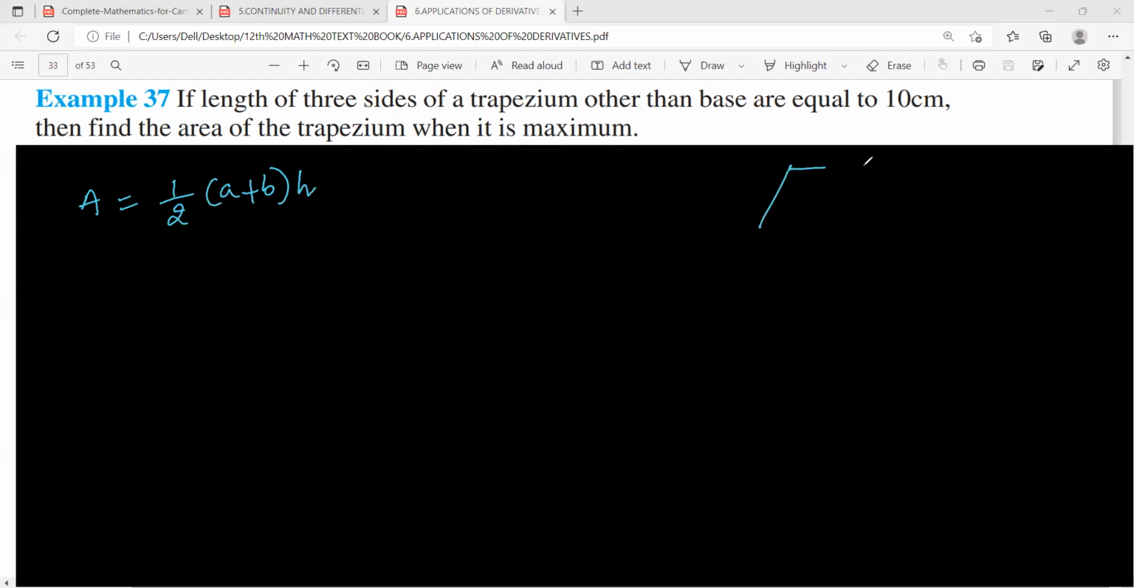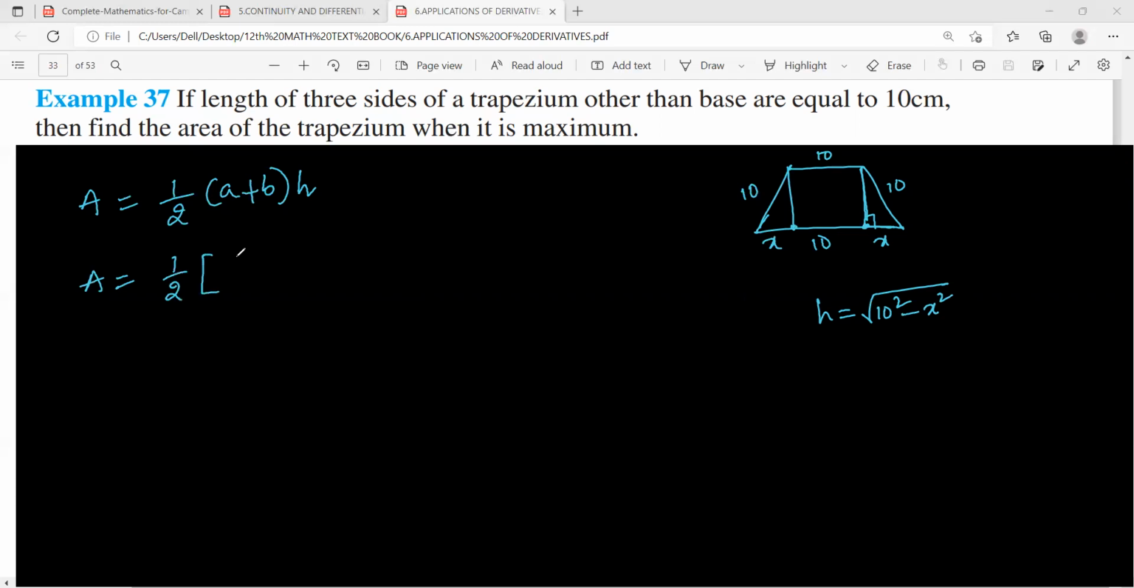Okay, now according to this diagram that we have, this is 10, this is 10, this is 10, and this is x, and this is 10, and this is x. And what is this h? h is the square root of 10 squared minus x squared, by Pythagoras theorem. Yes or no? Yes, sir.